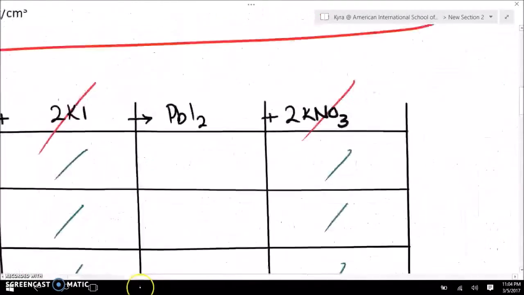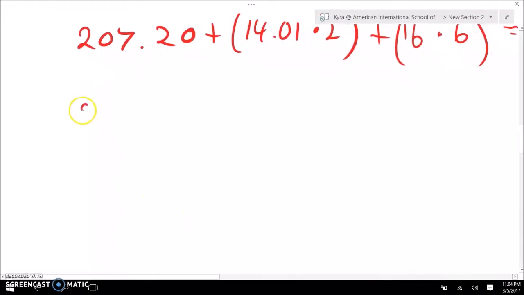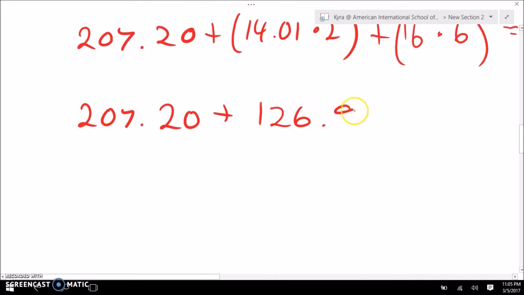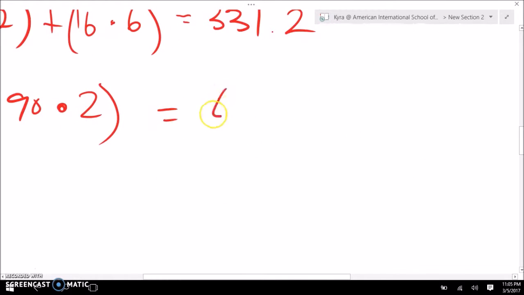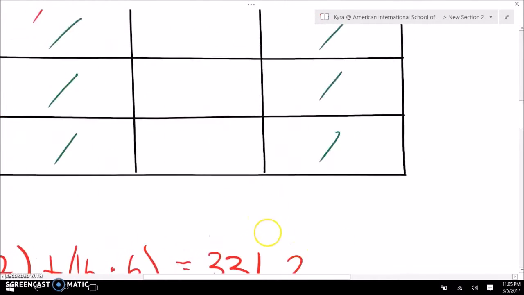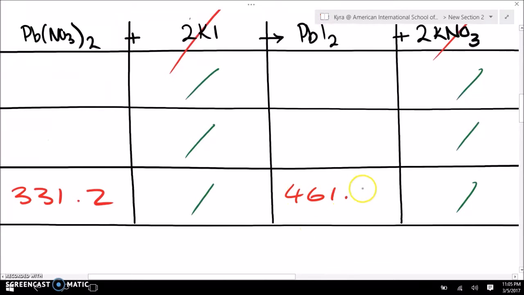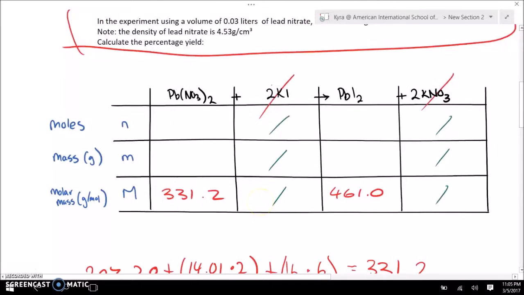And the molar mass of lead iodide would be lead plus iodine, which is 126.9. But since there are two of them, we multiply it by 2, and this gives us a value of 461.0. So we can plug that in here as well. So now we know the molar masses. Next, we should find the moles.